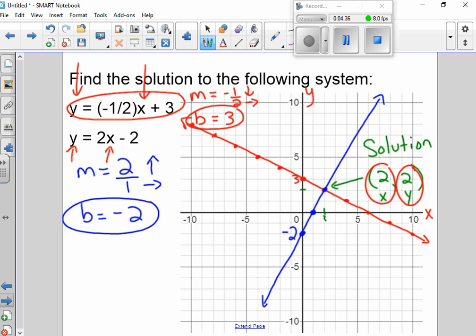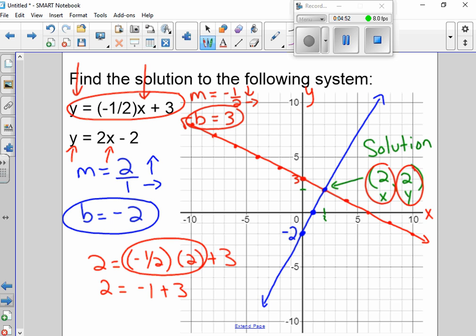So for example, y is 2, so I'm going to take the top equation, and right where the y is, I put a 2. Right where the x is, I'm going to put a 2, plus 3. These two numbers get multiplied, which is -1, plus 3. And if you add these two numbers up, you get 2. Checks out.